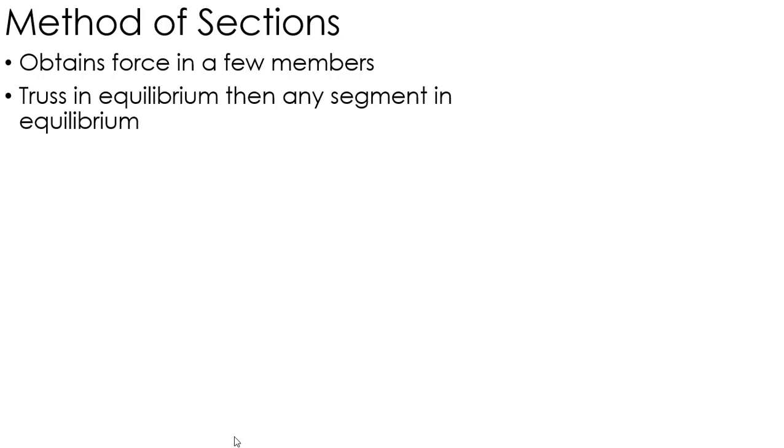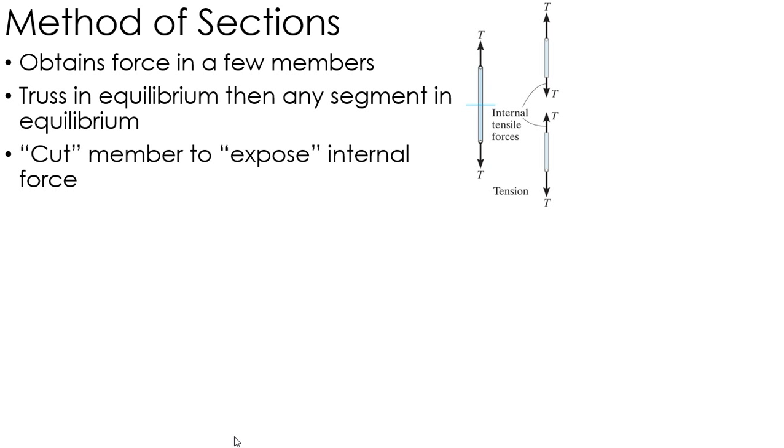any segment of that truss or system is also in equilibrium. So we kind of break it up into pieces, knowing that if the whole thing is in equilibrium, then any part also is in equilibrium. So what we do is we kind of quote-unquote cut through our members to expose the tension or compression within that member. So, for example, we just take a very simple two-force member that I have here.